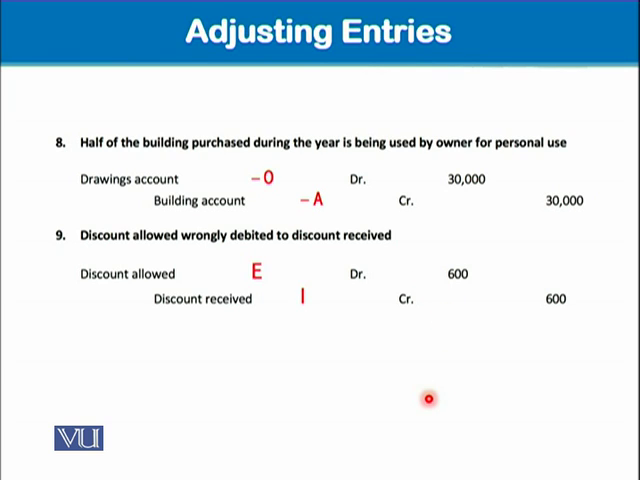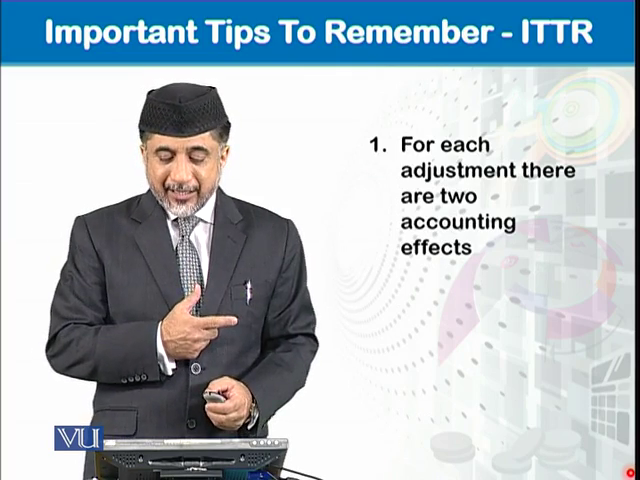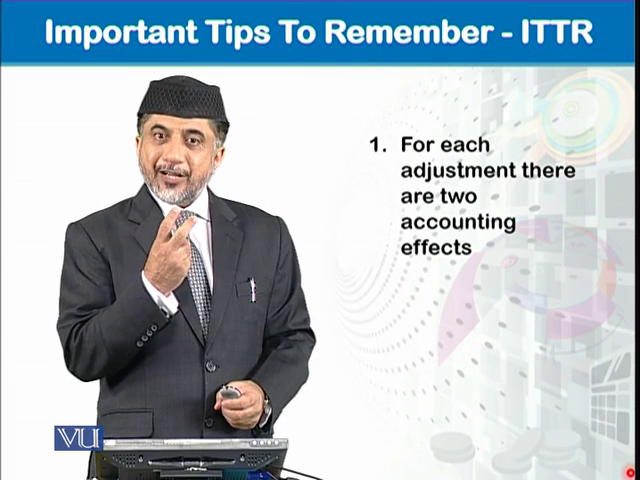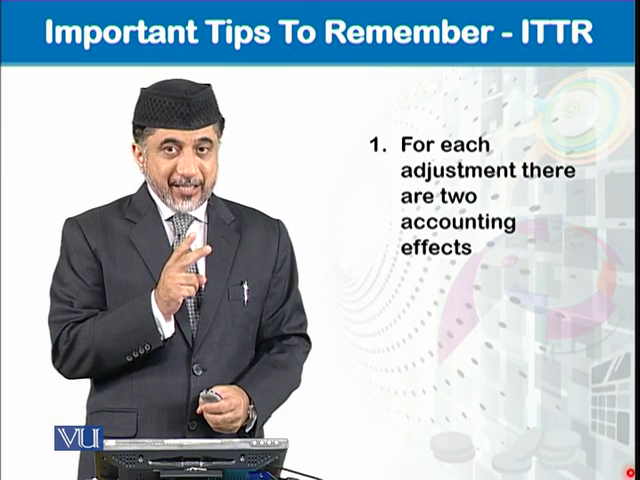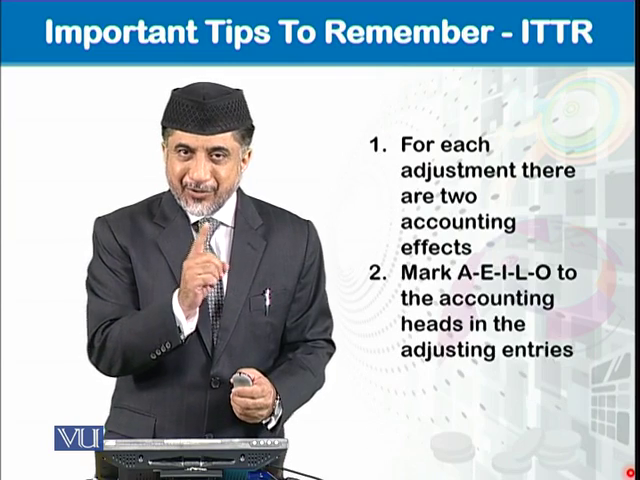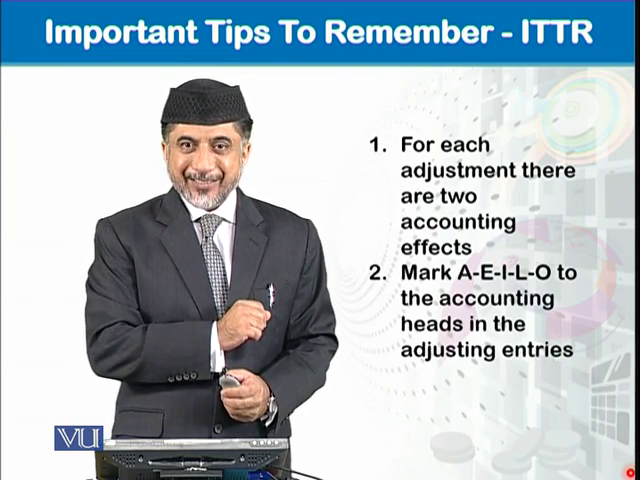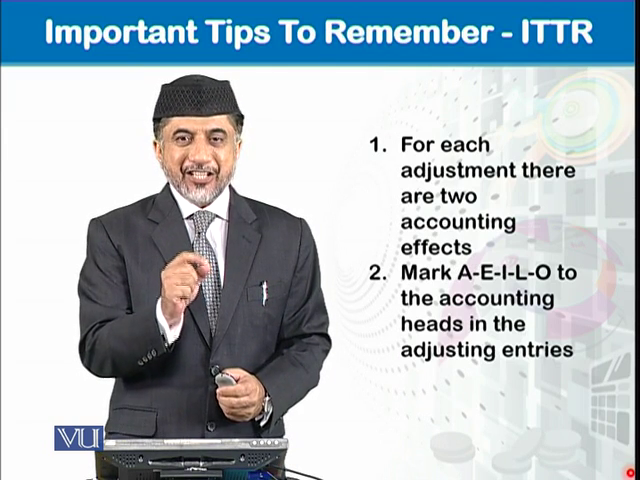All right. So this was all about the adjusting entries relating to our scenario. Now we have to see what the ITTRs to this module are. And the ITTRs to this module are that for each adjustment there are two accounting effects. Remember, each adjustment carries two accounting effects. One is debit and the second one is credit. And don't forget to mark ILO for each adjustment, for each adjusting entry.